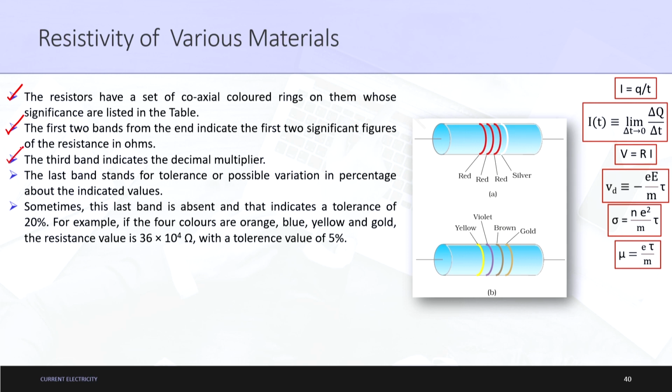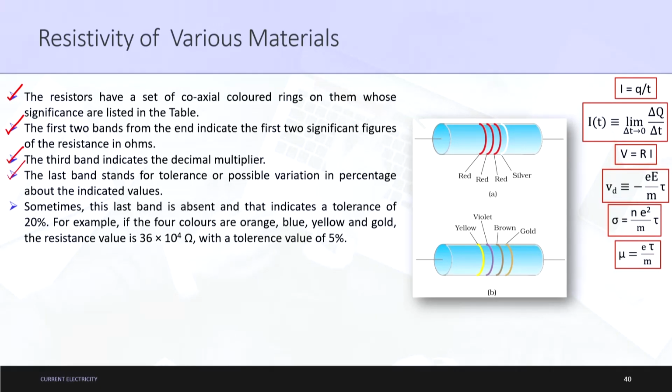The last band stands for tolerance, or possible variation in percentage about the indicated value. Tolerance is how much the value can move from the initial value. Let us say the value is the mean and it can go up plus 5% or minus 5%. Sometimes this last band is absent and only 3 bands are involved, which indicates a tolerance of 20%.